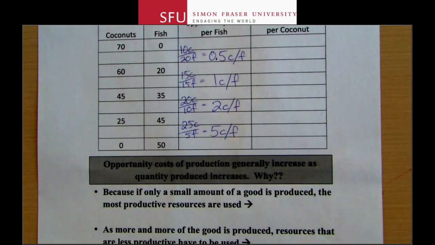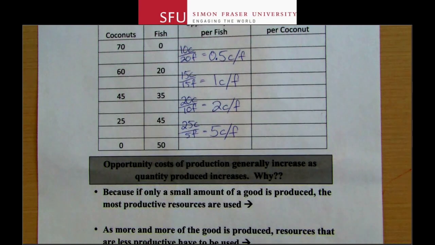Now, in this example with the fish, if you have an economy of people on an island, and the people decide they want to catch fish, when they start with 0 fish and then move to the next point where they have 20 fish, they would be saying, who are the best fish catchers? Let's have those people go and catch the fish. And because those are the best fish catchers, they would be the fastest. And because they're faster, they would only have to give up 10 coconuts. They don't have to give up much coconut picking time. But then when they move to the next point with 35 fish, they've already used the fastest fish catchers.